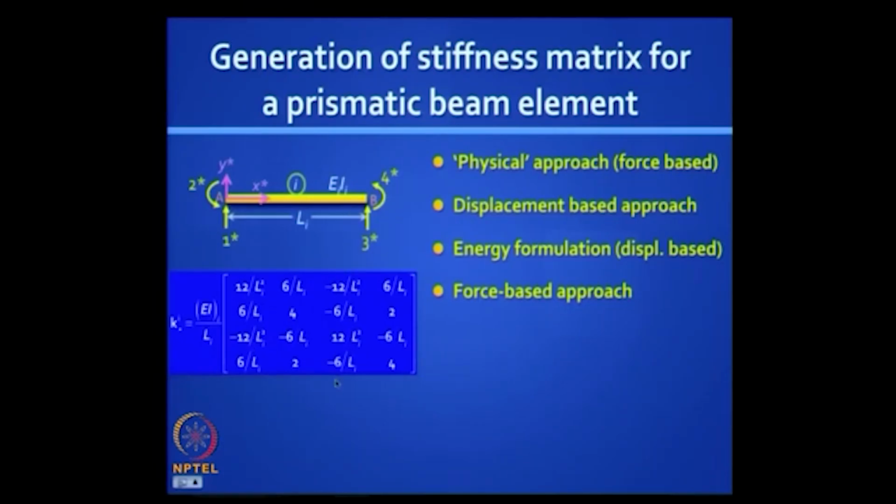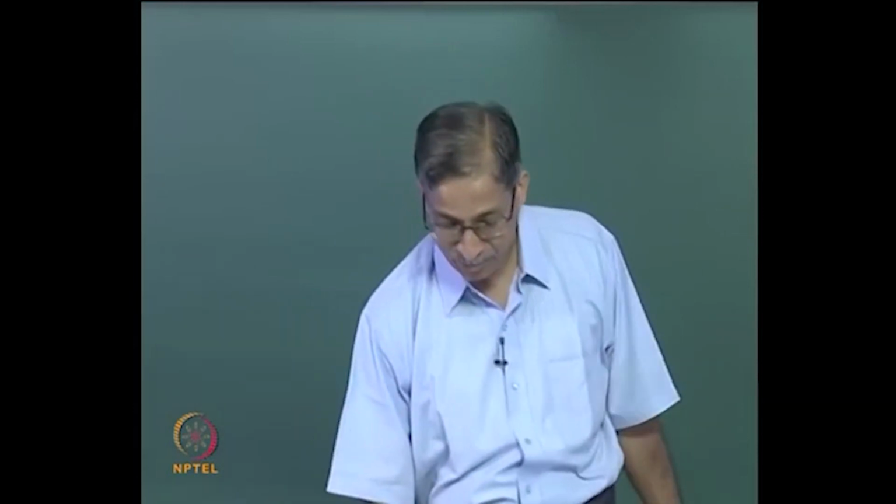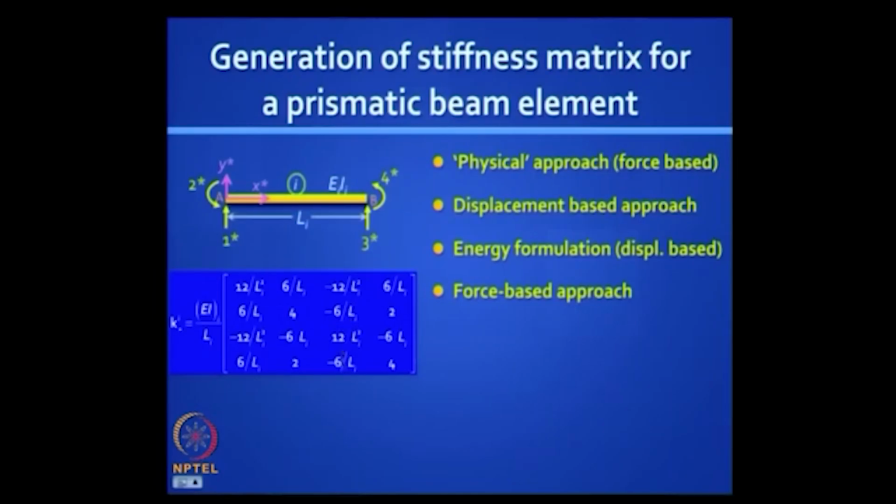Now you take the third column. In the third column you lift up D3 star. What's the chord rotation you get? Anti-clockwise, minus 1 by L. So you get clockwise end moments. So both the end moments will be negative. That's why you get minus 6 EI by L squared, minus 6 EI by L squared. Shear forces will be plus and minus. Remember, the diagonal element will be always positive, off diagonal negative.